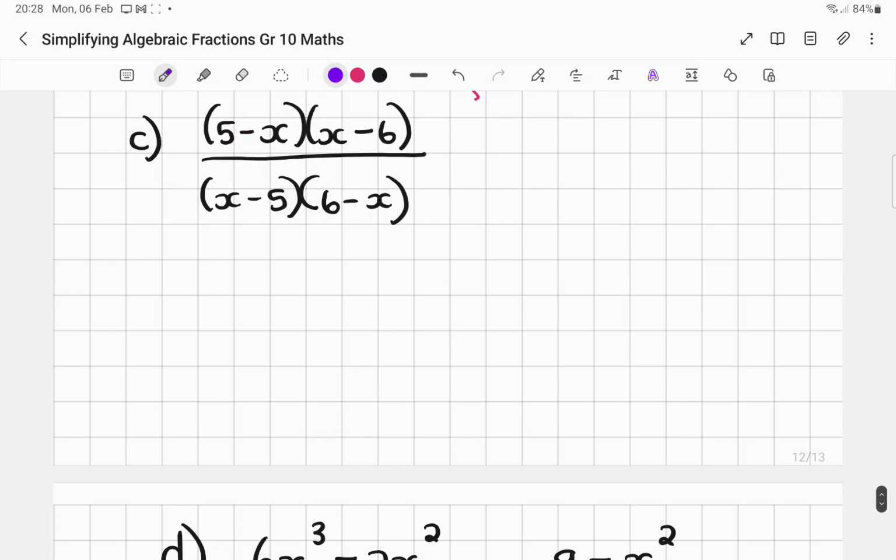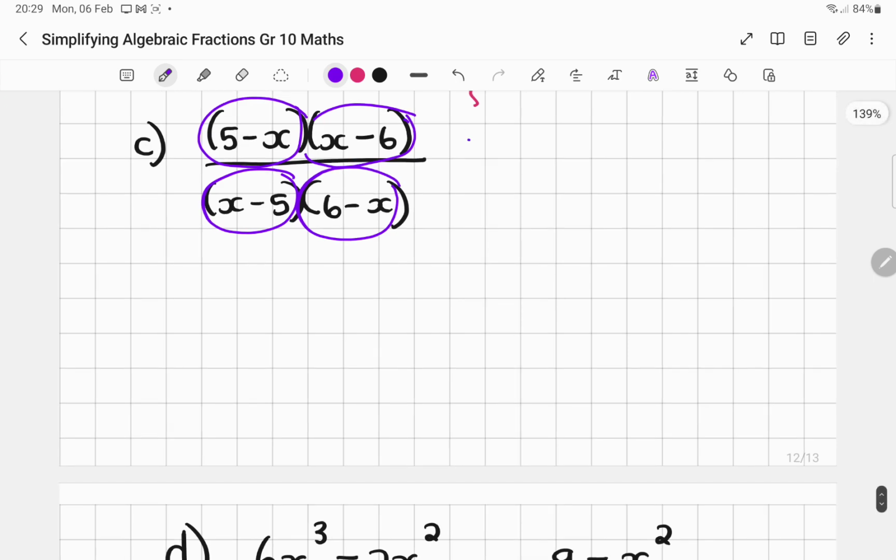Okay, so over here, can you see we've got a x minus 5, and a 6 minus x, and a x minus 6, and a 5 minus x. So let's just see, if we had to change the signs, will it give me then exactly the same as the bottom? So if I had to change this sign over here, a negative x becomes a positive x, yes, and a 5 becomes a negative 5. All right, so I'm going to take out a negative at the top.